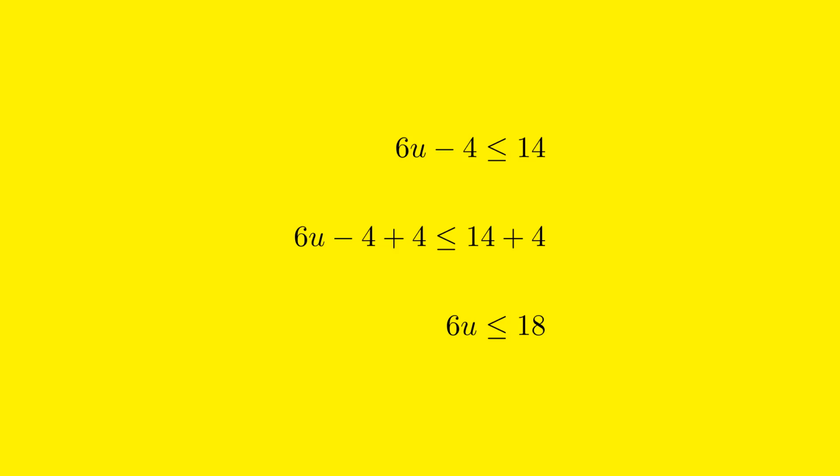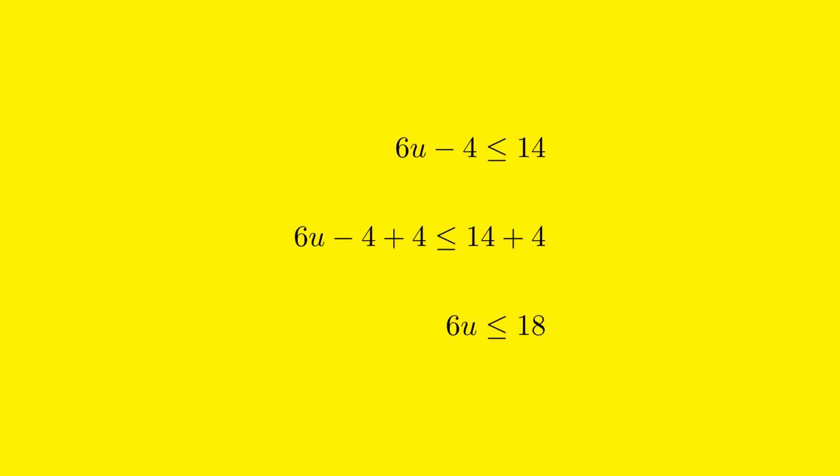Step 1 is to isolate the variable term on one side of the inequality. In this problem, the inequality is 6u minus 4 is less than or equal to 14. First, we need to eliminate the minus 4 on the left side of the inequality. To do this, we will add 4 to both sides.